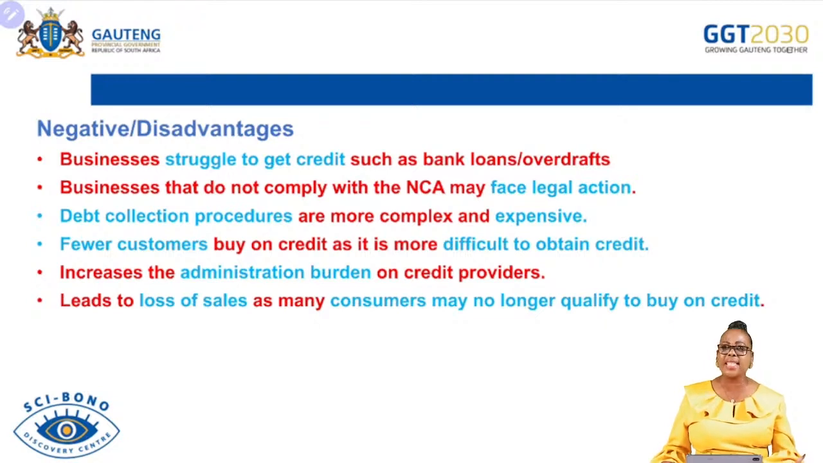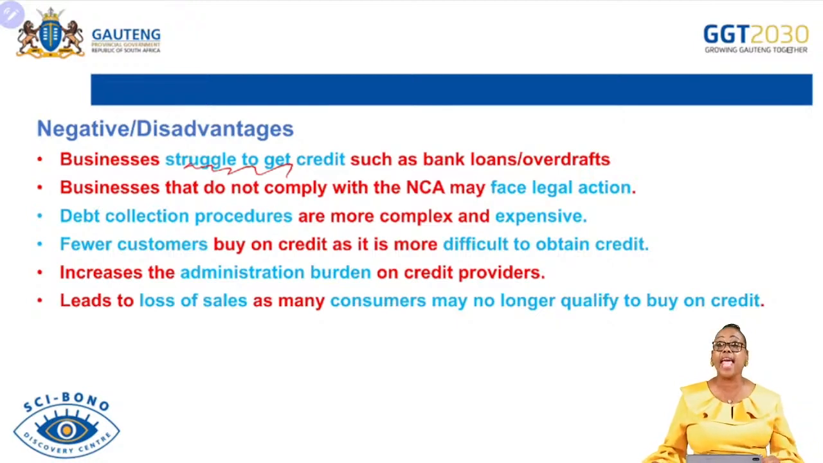Struggle to get credit. Now we are going to see that these disadvantages are more than the advantages. The reason why we've got lots of disadvantages as the impact of the National Credit Act is because they are there so that they can tighten up the screw, so that they can make it difficult for people to be getting credit as they please, because that kills the economy of the country. You can imagine if all businesses can give credit to everybody that is not even warranted or qualifying, what's going to happen to the economy of the country?